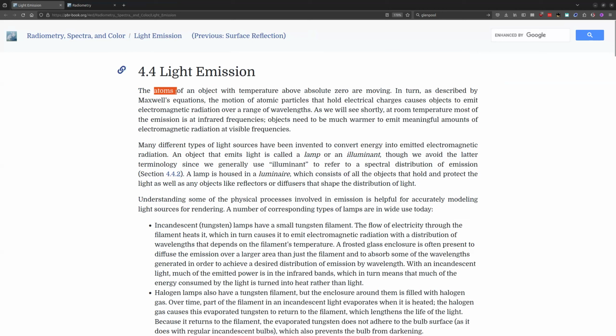Okay, so atoms are always moving, unless they're at absolute zero, which I think is physically impossible to reach, like laws of physics impossible. Then we throw in some Maxwell's equations and we get electromagnetic radiation at room temperature. Most of the emission is infrared. It needs to be hotter to emit light in the visible frequency.